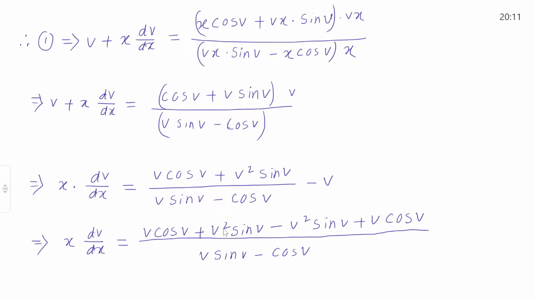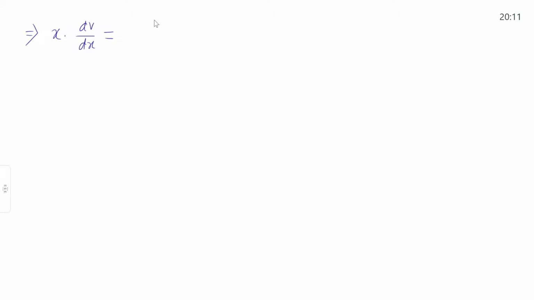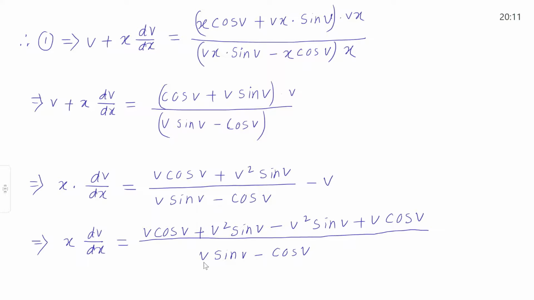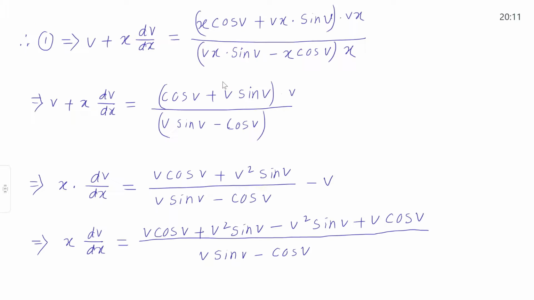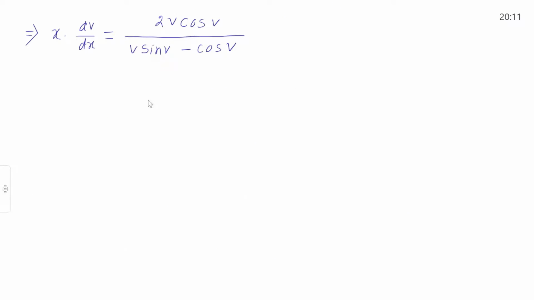So let me take a fresh page. This implies the left-hand side is x into dv/dx, this one, and here this term is already cancelled, and this is twice v cos v is the numerator. Numerator is twice v cos of v divided by the denominator, simply v sin v minus cos v. I write v sin v minus cos of v. Okay, so then you separate the variables.